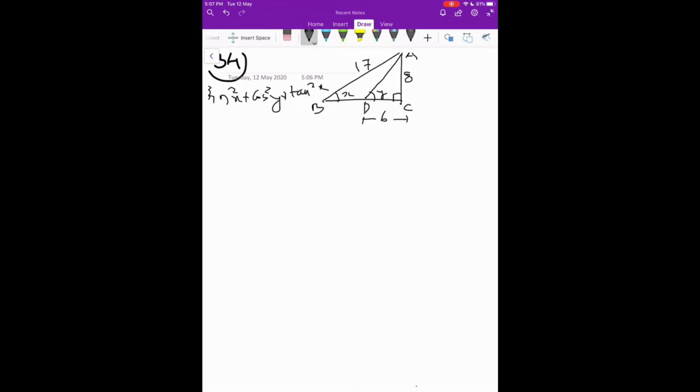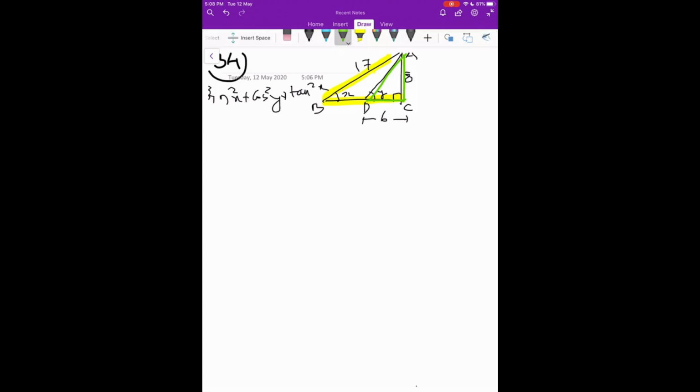Now there are two right angle triangles. One right angle triangle is this big one, A, B, C. You can see 90 degrees here at C. So one right angle triangle I have to take is this, and the other right angle triangle that we have to take is A, D and C. So these are the two right angle triangles.